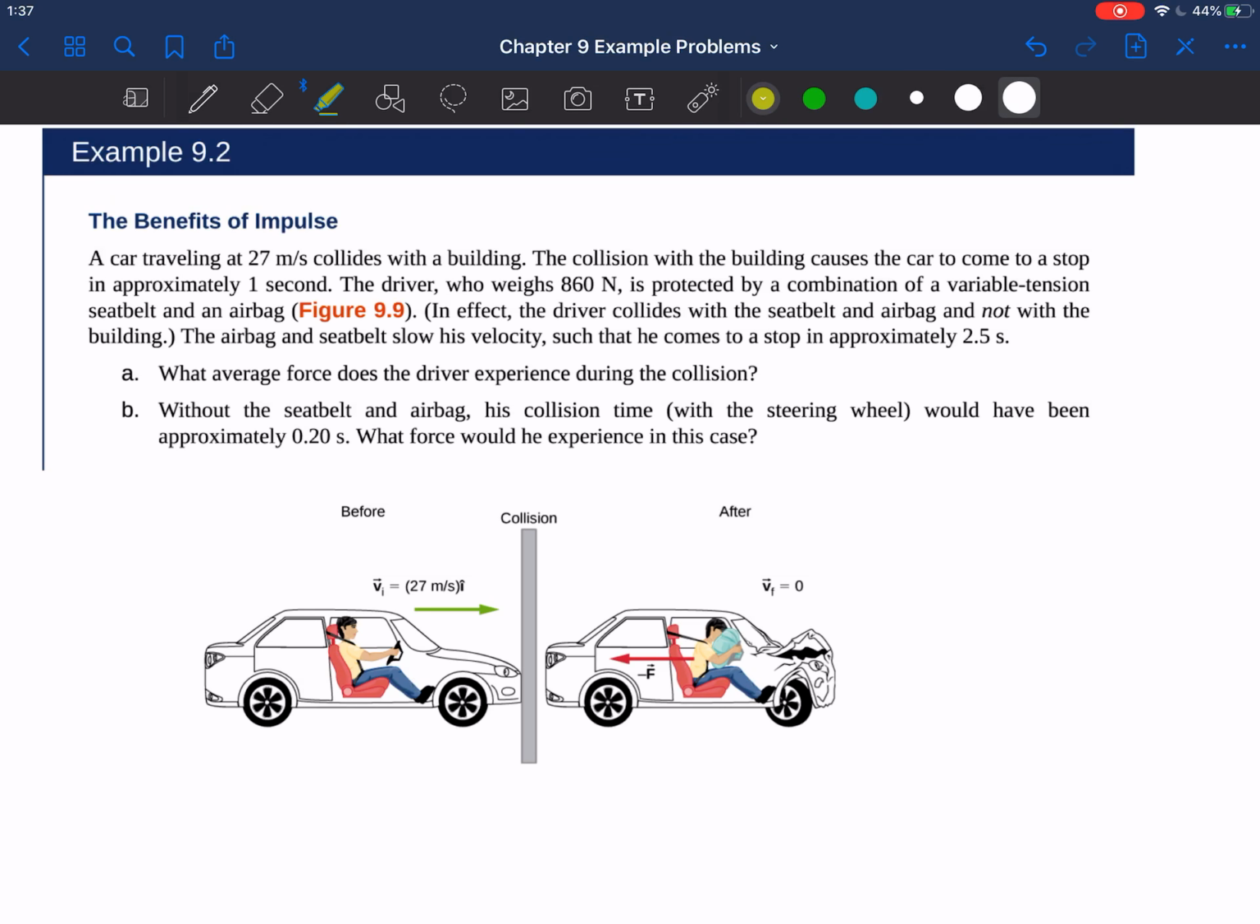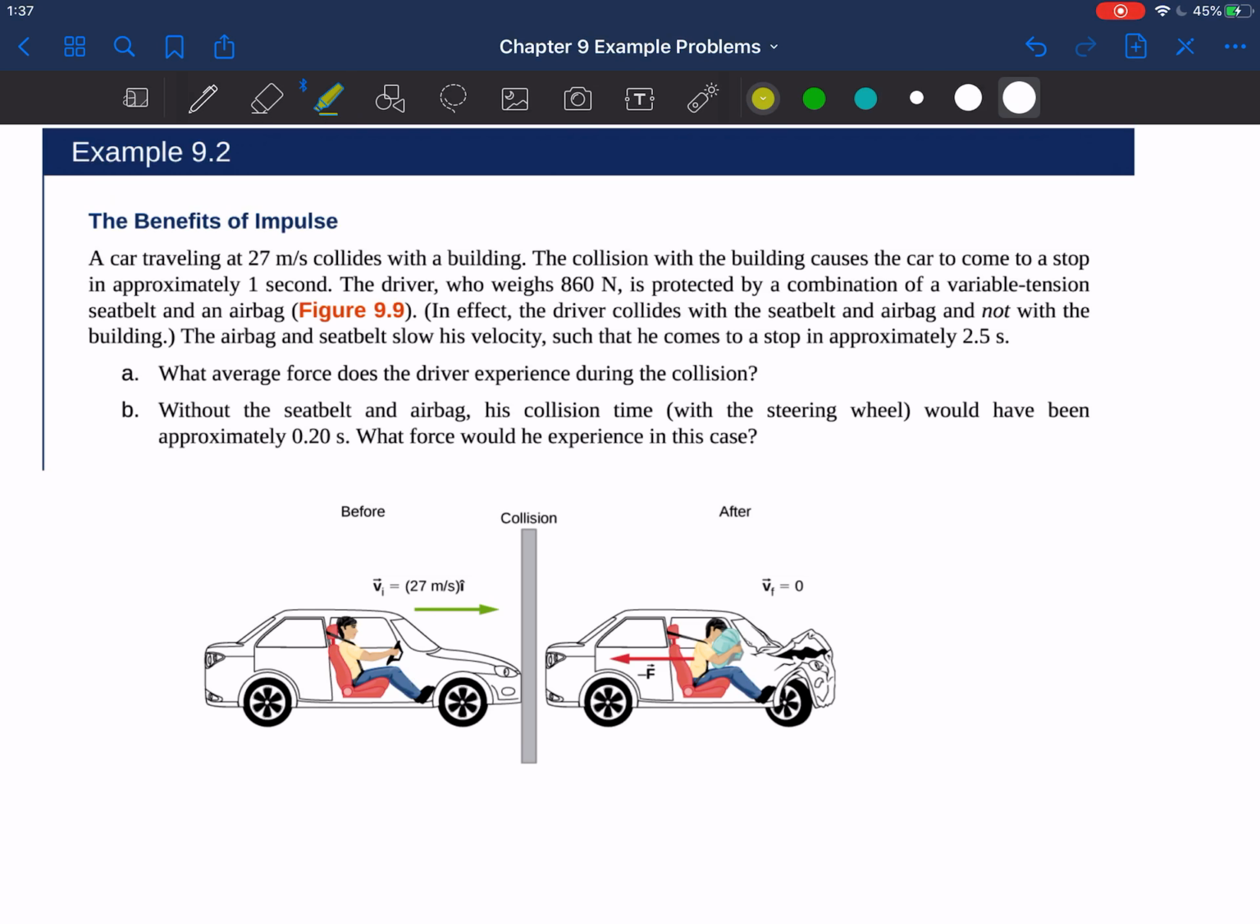Okay, so let's go through the solution to example 9.2 from the OpenStax textbook. This example is called the benefits of impulse because it demonstrates how physics can save your life, right? With things like seatbelts and airbags, we're basically using physics to improve your chance of surviving a crash. So let's go ahead and read the problem.